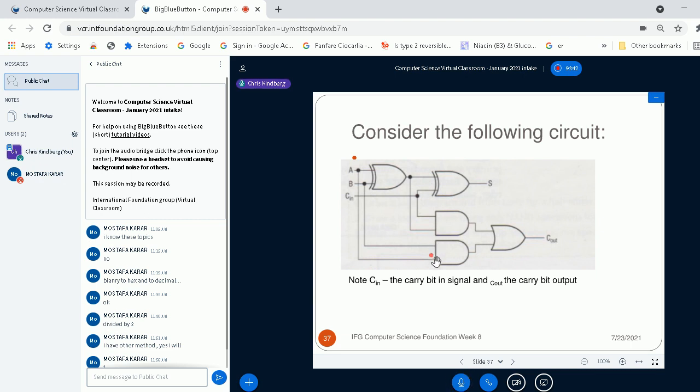I'm going to AND those two signals A and B, and I'm going to OR a 0 because they've got a carry bit here and it's 0, so this AND gate is going to output 0. So I'm ORing a 0 with a 1, and therefore the carry bit is going to be a 1 here. And that's correct if you think about it. Okay, so I've given you the circuit.